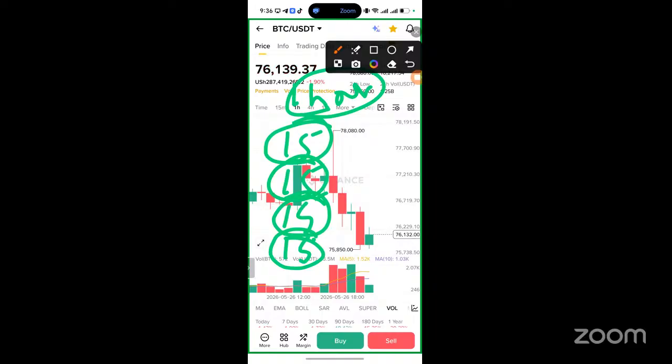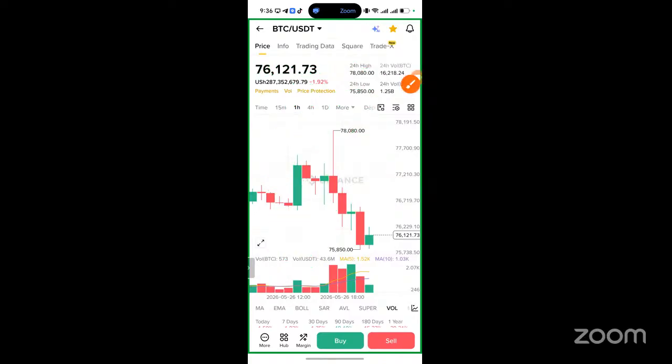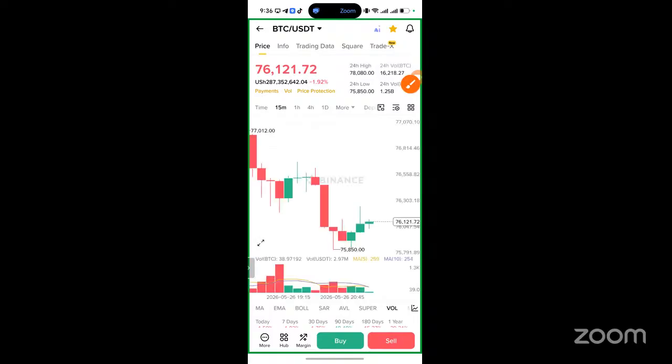So if this is the first candle in a 15-minute time frame, this is a full candle. This is the second candle. This is the third candle. So I am asking, at what time do you think the third candle will close? Right now, if we are in the 15 time frame, at what time do you think this candle is going to close?